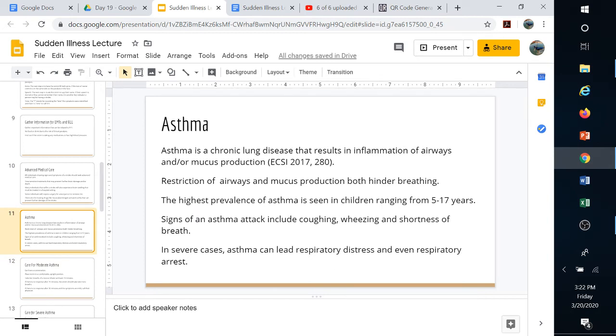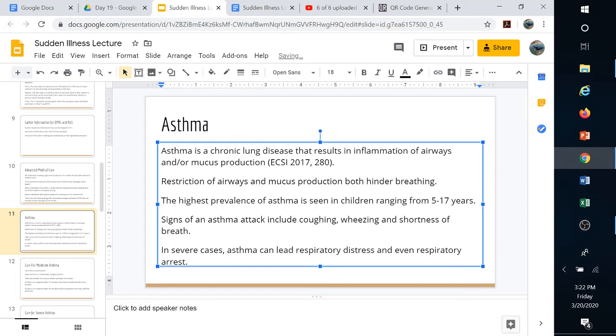So asthma. This is a common one that most of us will see in our lifetime if we haven't already seen it several times. So a chronic lung disease, restriction of airways, mucus buildup, both can restrict breathing. So the highest prevalence between 5 years of age and 17 years of age.